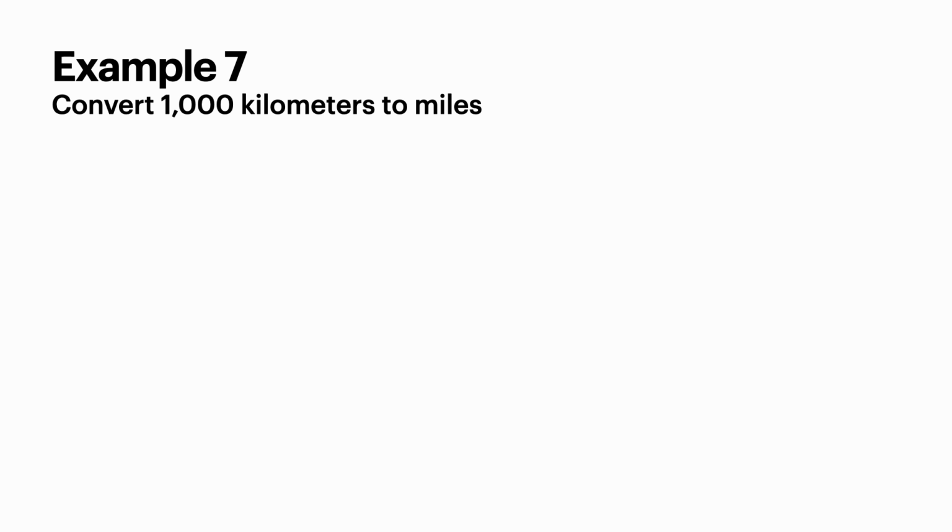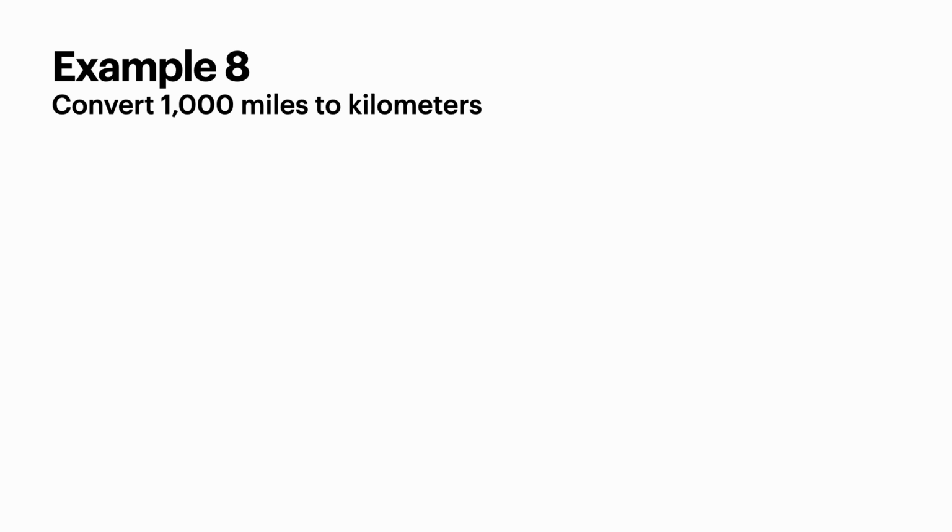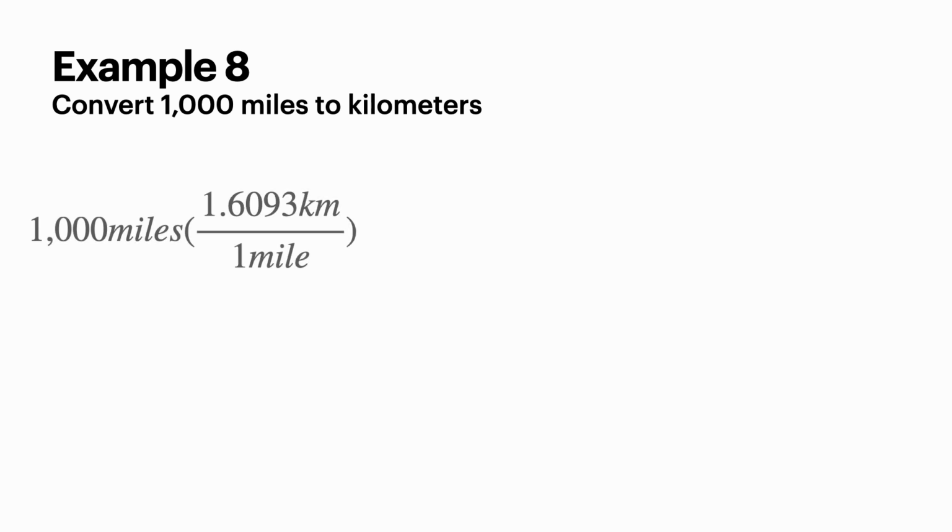Convert 1,000 kilometers to miles. So we were in kilometers. Let's go to miles. Cancel what we can. 621.4 miles. Convert 1,000 miles to kilometers. Let's see if that's the same. We have miles over miles, so we need to multiply. Cancel what we can. We get 1,609.3 kilometers.